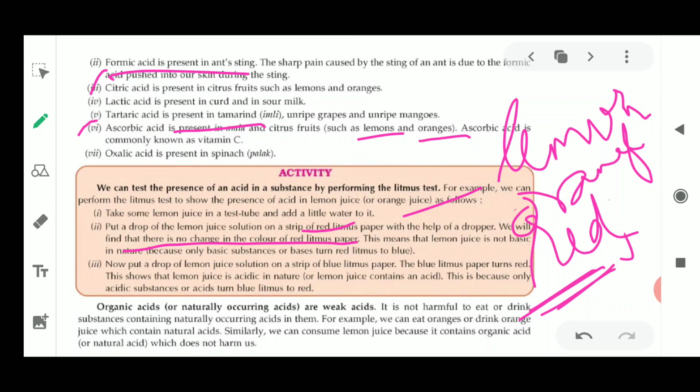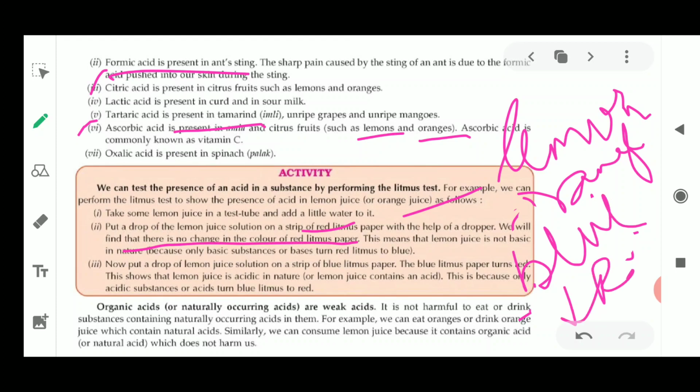Now what we are going to do is take blue litmus paper. Blue litmus paper is taken, and we'll put 1 drop of lemon juice or lime juice over it, and it is going to change its color. What kind of color change will you obtain? It is going to turn into red litmus paper. So this blue is going to turn into red.